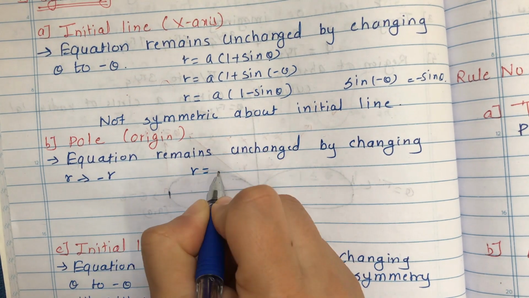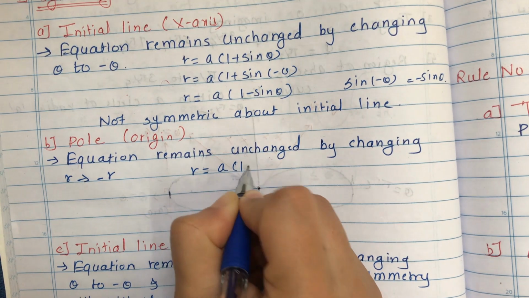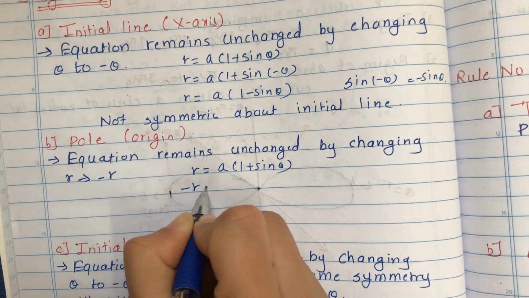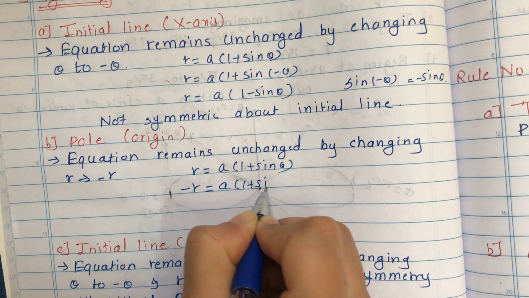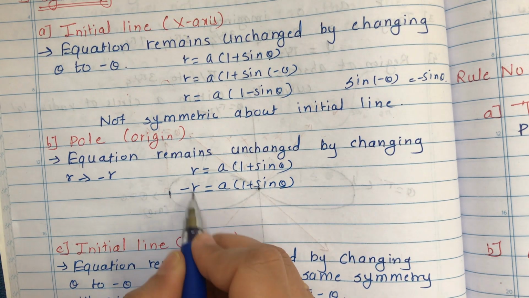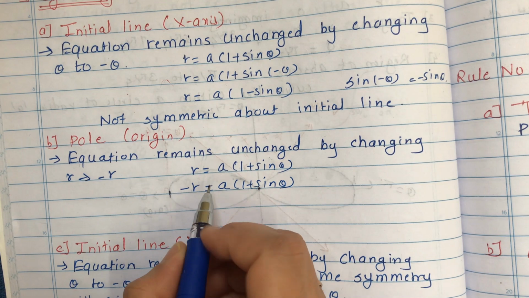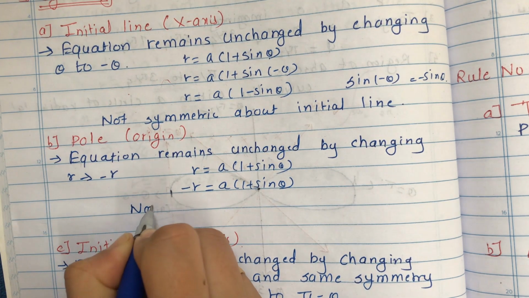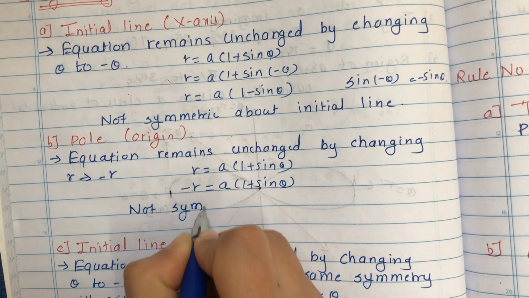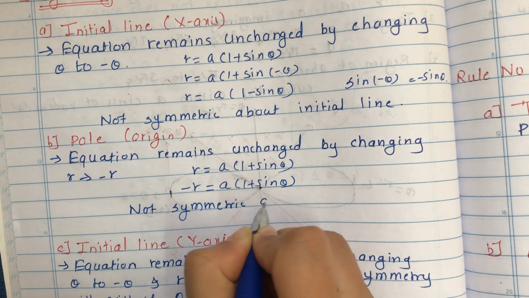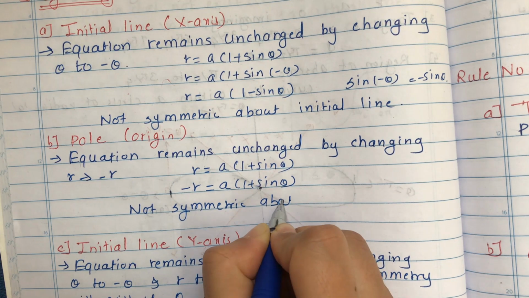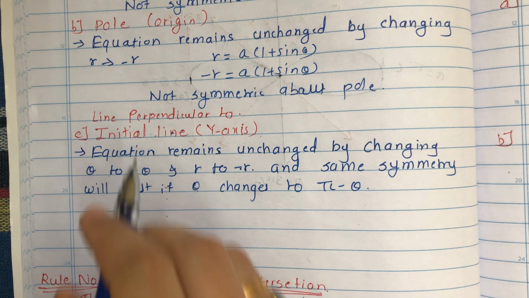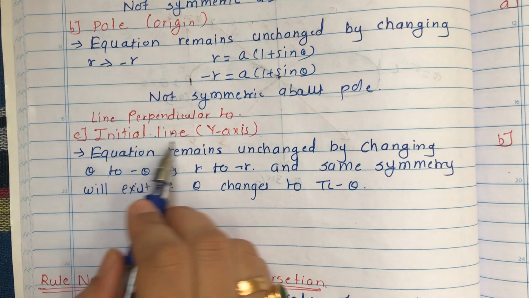So here the equation is r is equal to a(1 + sin θ). Now we'll replace this r by minus r. So minus r is equal to a(1 + sin θ). Again you can see the equation gets changed. So the curve is not symmetric about pole. Next, symmetry about the line perpendicular to the initial line.